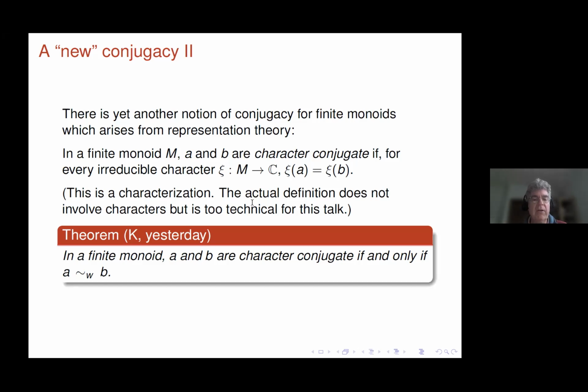Well, here is the theorem which kind of surprised me. This notion of conjugacy that I just defined for you, which came from dynamical systems, and just translating dynamical systems stuff over to semigroup theory, it turns out, is exactly equivalent to character conjugacy in finite monoids. I was a little bit surprised to see that this is the case.